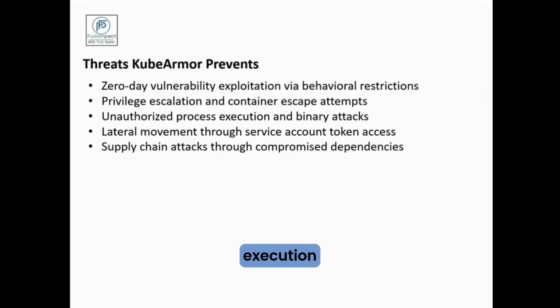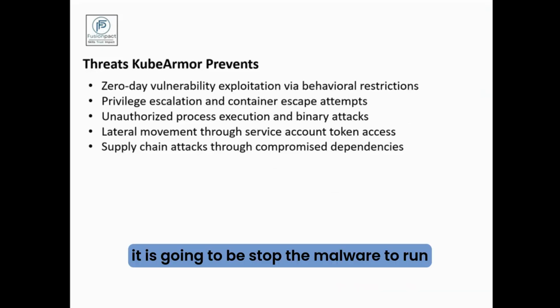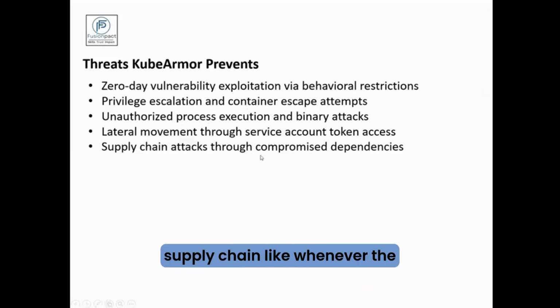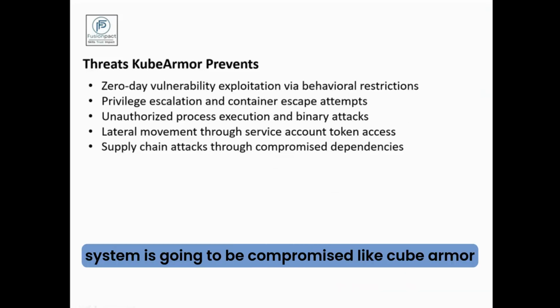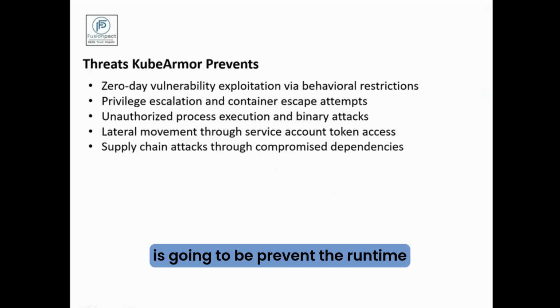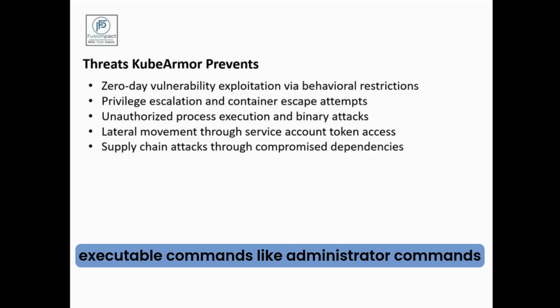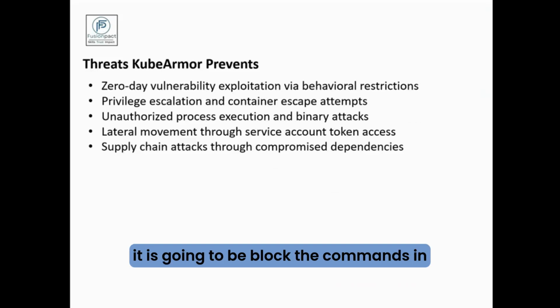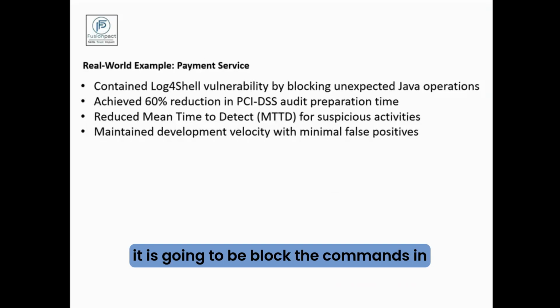Unauthorized binary execution: here it is going to stop the malware from running. And supply chain attacks: whenever the system is compromised, KubeArmor is going to prevent runtime executable commands and administrator commands. It is going to block the commands.